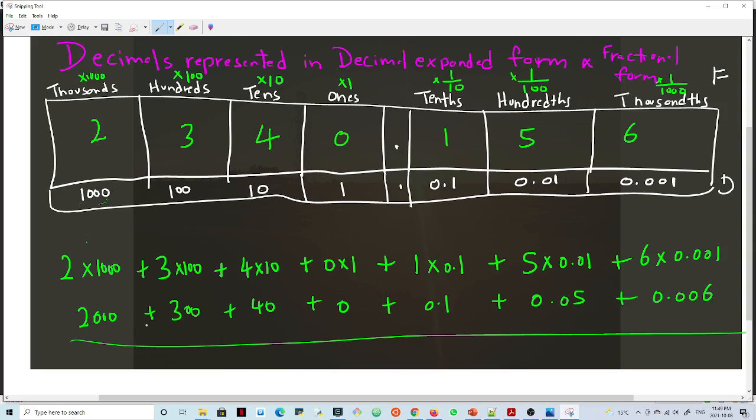So we completed in the first video going from decimal to the word format. And here you're seeing going from decimal to the decimal expanded form and fractional expanded form. Alright? So I hope you get the concept, or get the point over here.